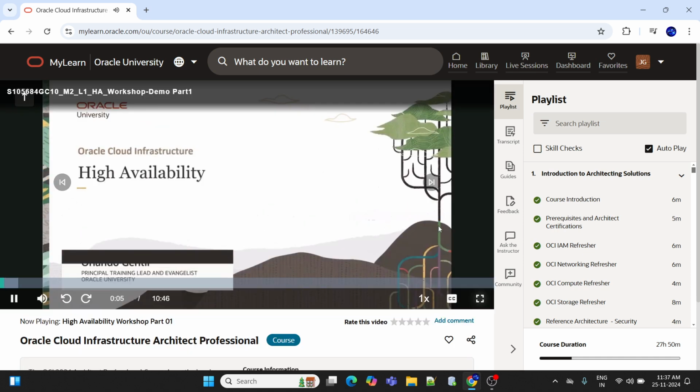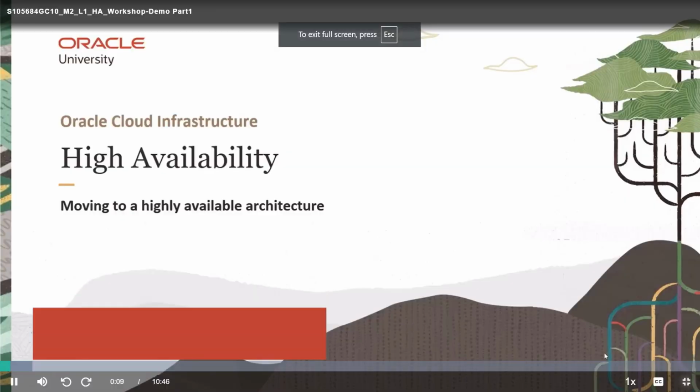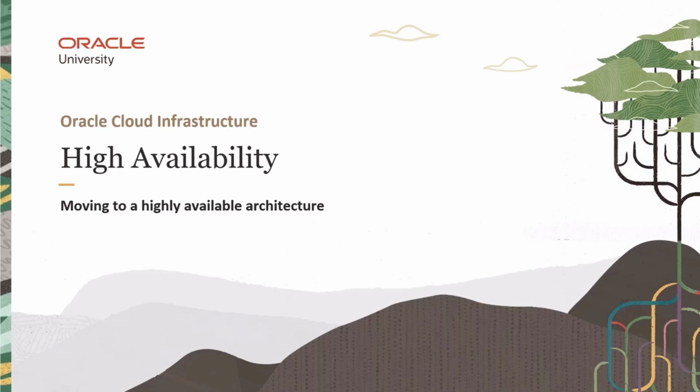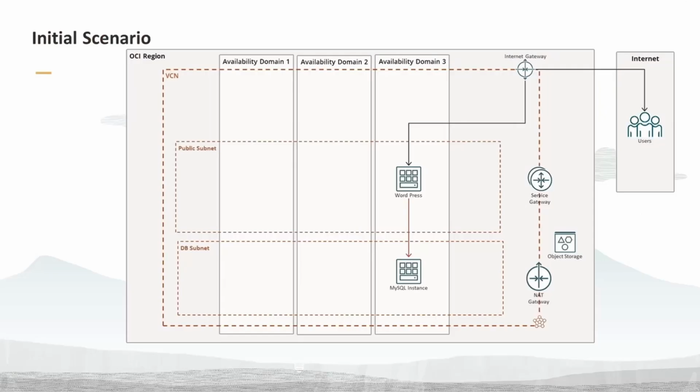Hello and welcome. Now that you've been introduced to high availability concepts and how they work on OCI, let's see how we can apply that to an existing scenario. In this walkthrough, some sequences will be played at fast speeds, not necessarily reflecting the actual time that it takes to perform those operations. The initial scenario consists of two instances.